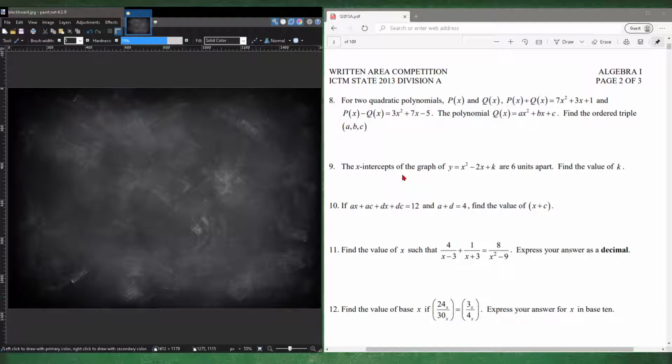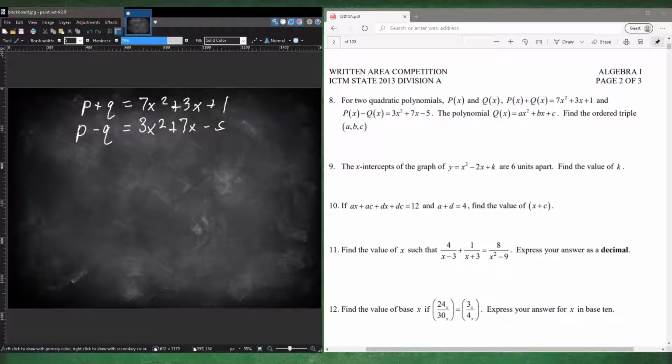Number 8. For two quadratic polynomials p(x) and q(x), p(x) plus q(x) equals 7x squared plus 3x plus 1, and p(x) minus q(x) equals 3x squared plus 7x minus 5. The polynomial q(x) is ax squared plus bx plus c. Find a, b, c. Okay, so I noticed that p plus q is equal to 7x squared plus 3x plus 1. And p minus q equals 3x squared plus 7x minus 5.